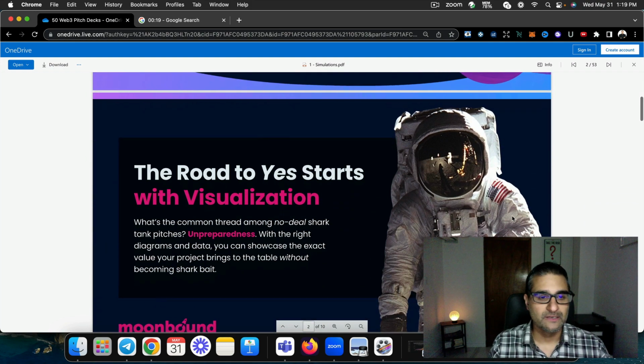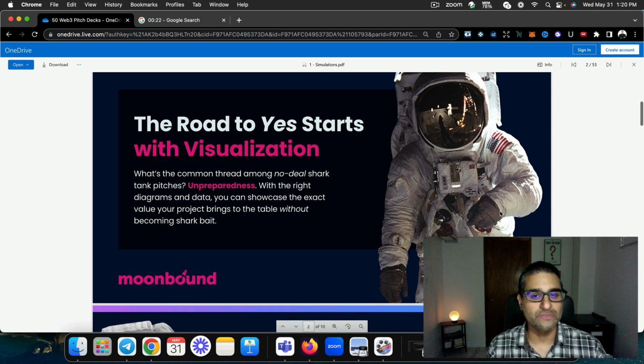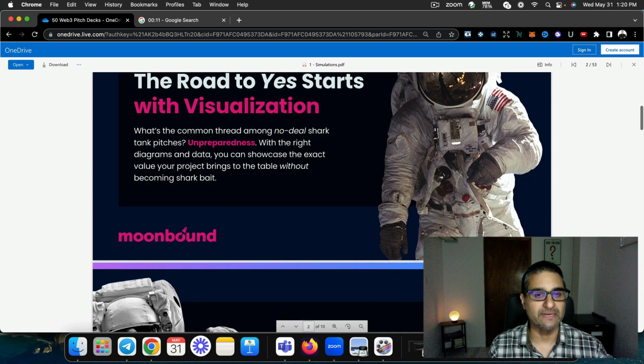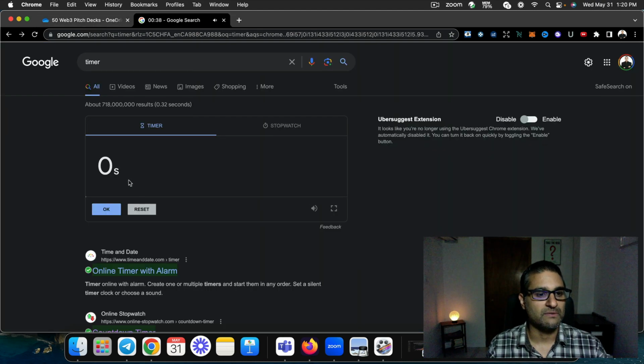Let's take a look. It says the road to yes starts with visualization. What's the common thread among no-deal Shark Tank pitches? Unpreparedness. With the right diagrams and data, you can showcase the exact value your project brings to the table without becoming shark bait. Okay, so did they outline a problem correctly enough? Is there a problem that I think they could solve? What is that?